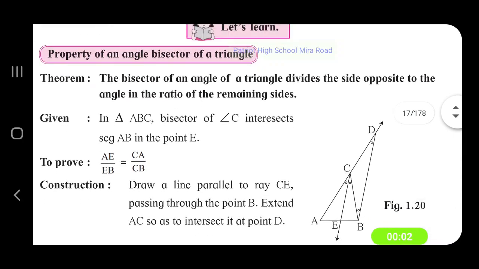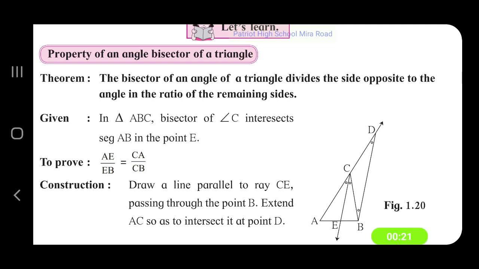Property of an angle bisector of a triangle. Theorem: the bisector of an angle of a triangle divides the side opposite to the angle in the ratio of the remaining sides. So let us understand what the theorem wants to state.